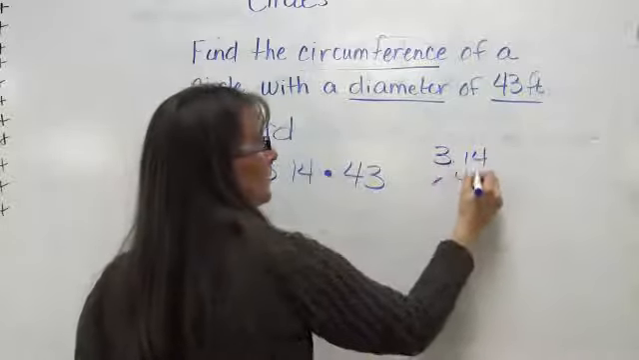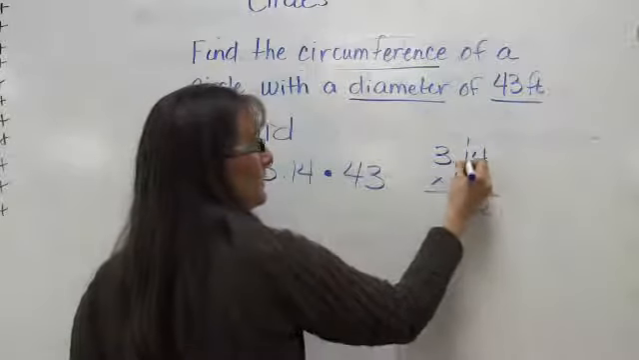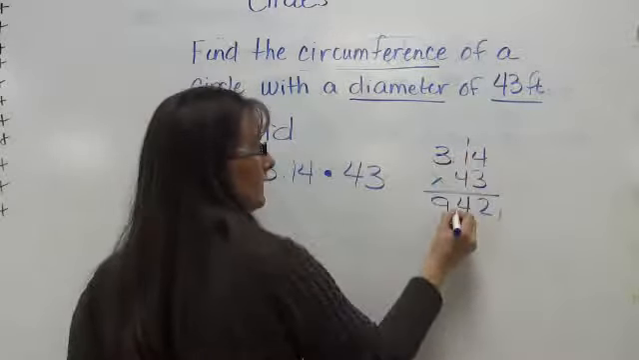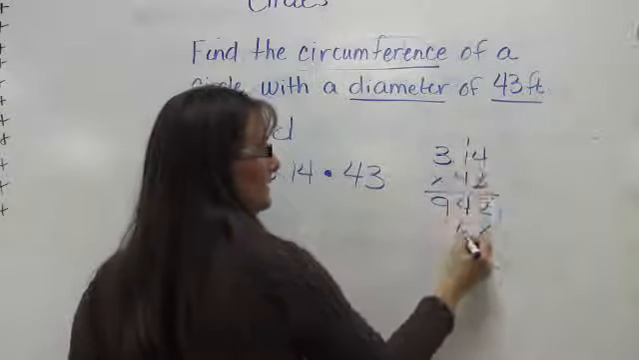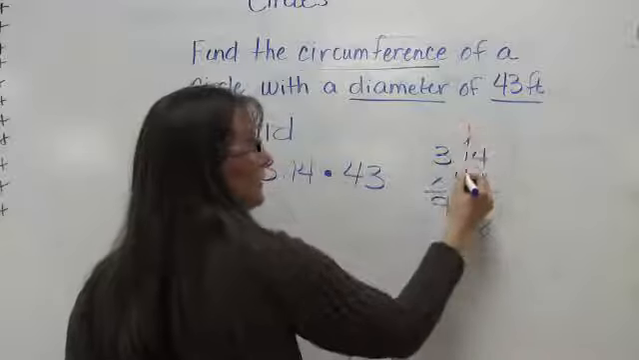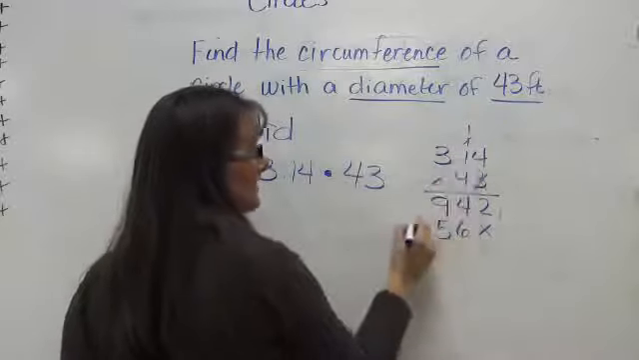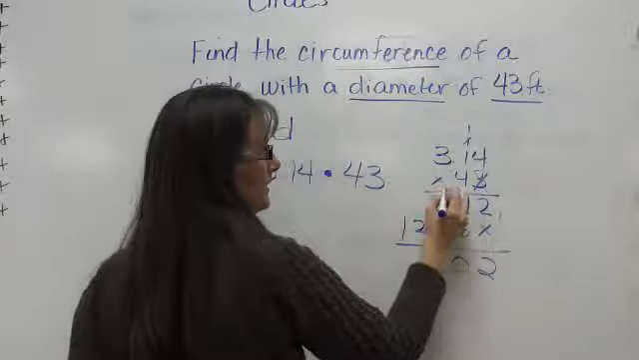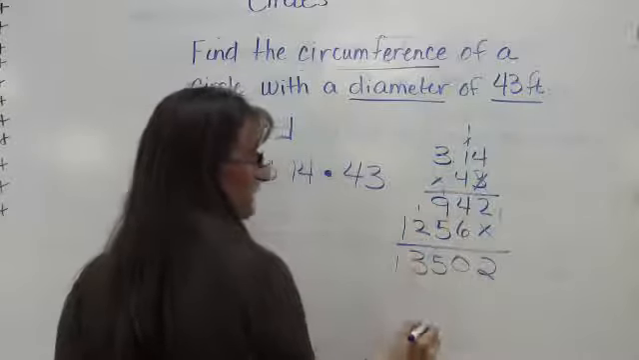3.14 times 43. 3 times 4 is 12, carry the 1. 3 times 1 is 3, plus 1 is 4. 3 times 3 is 9. Then with the 3, 4 times 4 is 16, carry the 1. 4 times 1 is 4, plus 1 is 5. 4 times 3 is 12. We're ready to add 2, 10, 15, 3, 1.